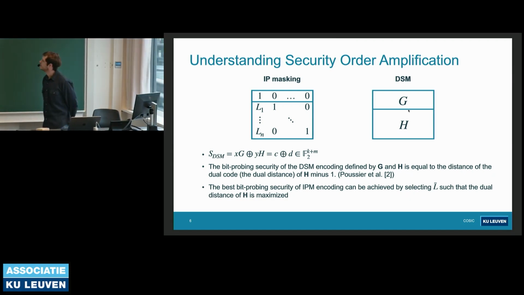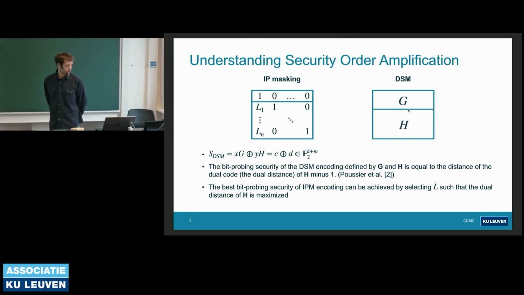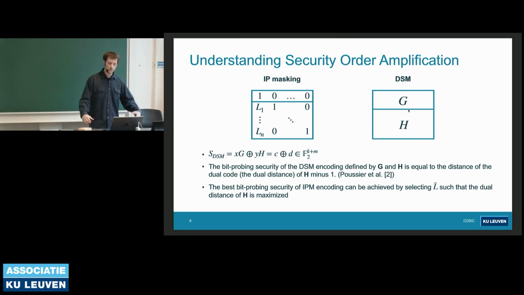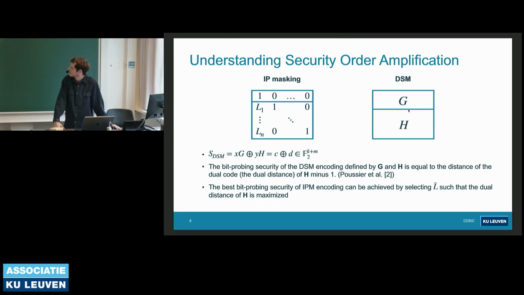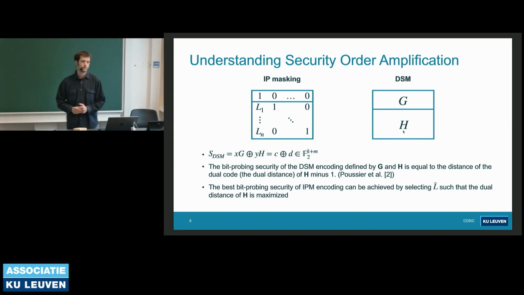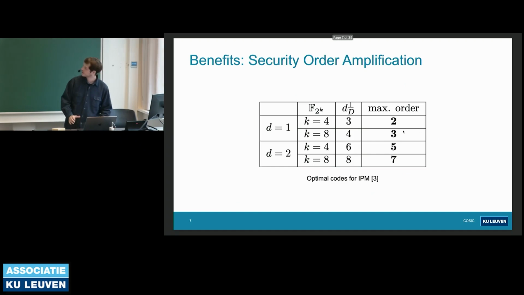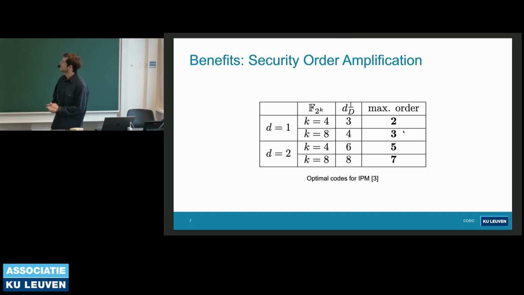So you can link those two masking types together. The best bit probing security of IPM can be achieved by selecting L values that can be related to this matrix H such that the dual distance is maximized. In theory, this is what you can obtain.